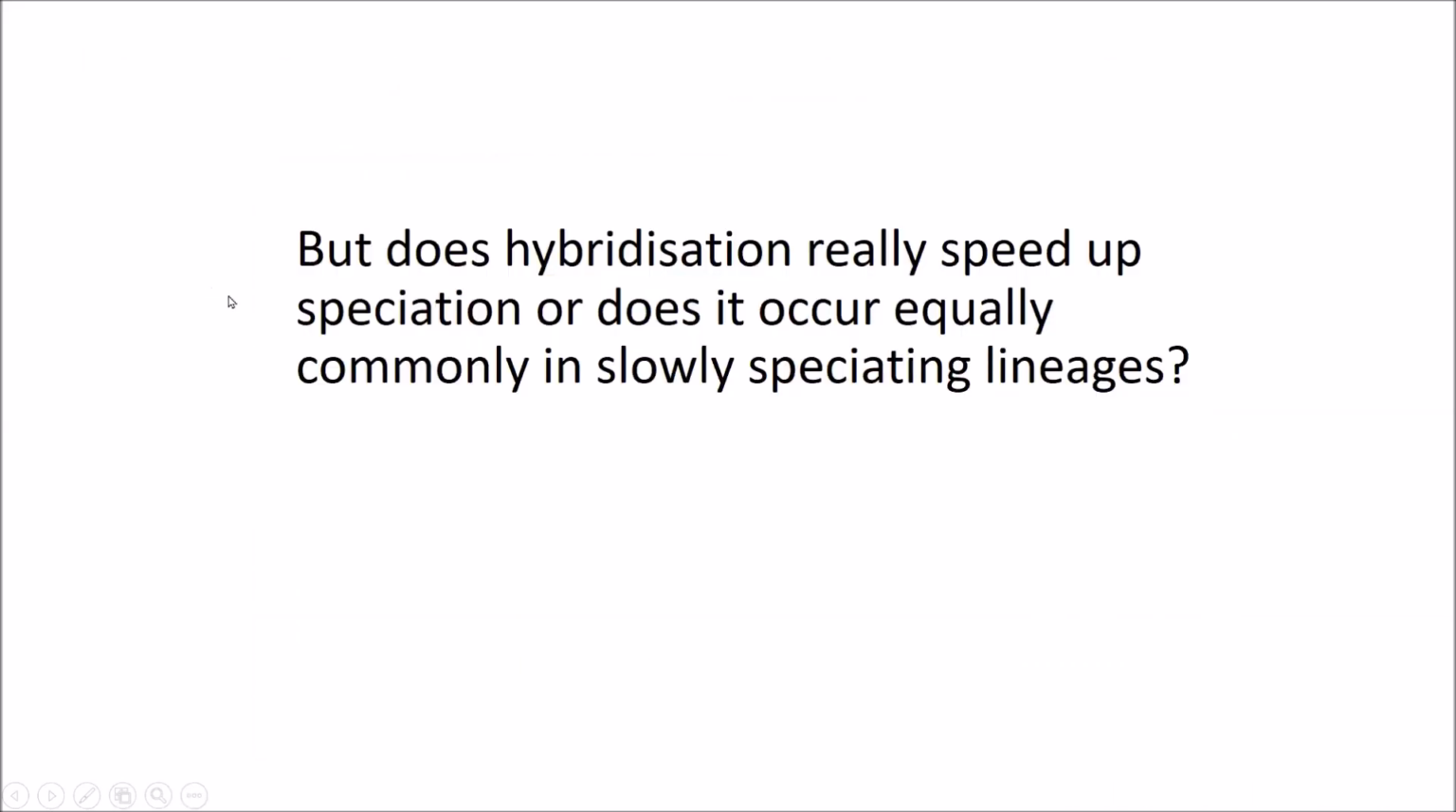But does hybridization really speed up speciation, or perhaps have we just now looked at cases with very rapid speciation, and does hybridization occur equally commonly in the slowly speciating lineages? This is a question I wanted to follow up because I was more and more thinking, well, we're just looking at these rapid speciation cases, and perhaps we're just thinking, well, hybridization is important in those, but perhaps the others hybridize just as much, and there it just doesn't seem to lead to diversification. So maybe the evidence for this association isn't as strong as we think.